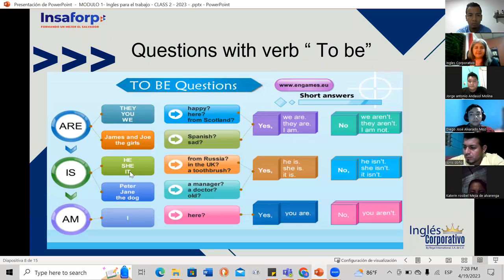Is, tercera persona, que sería he, she, and it, okay? And se puede referir a Peter or Jane, or the dog. Si hablamos de un animal, sería it. Entonces nos referimos, podemos hacer un ejemplo como the dog, okay? Am, okay, se refiere a mi persona, okay? Am I. Entonces, para hacer preguntas, lo que hacemos es que le damos vuelta al verbo. Iría al inicio y luego iría el pronombre, en este caso, y luego el complemento. Por ejemplo, are you happy?